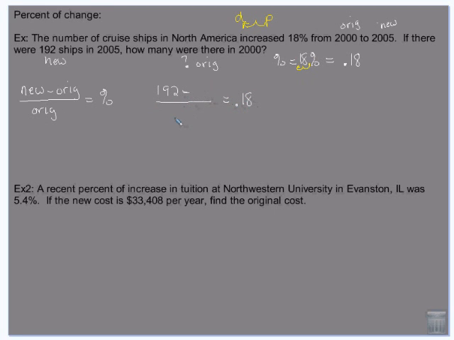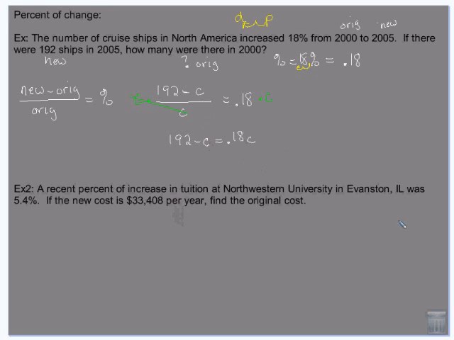Well, I need something to take the place of the original, so we can use any variable we would like. Do you want to use X? You could use P. You could use B for boats. Whatever. What letter would you guys like to use? C for cruise ship? Okay. So now I need to solve for C. I have this C in the denominator, so I need to get it out of the denominator. So I'm going to multiply both sides by C. And these two C's are going to cancel. And I'm going to get 192 minus C is equal to 0.18 C.